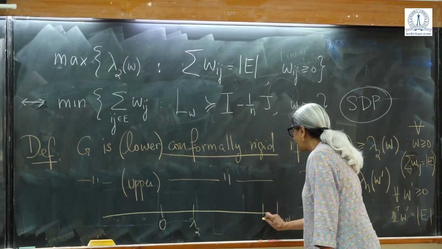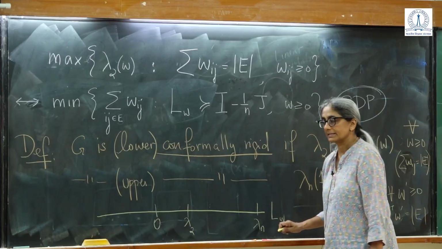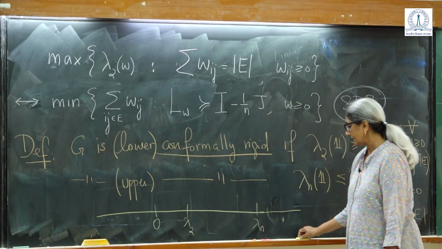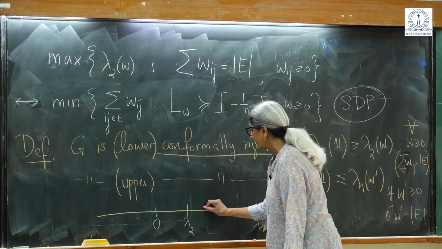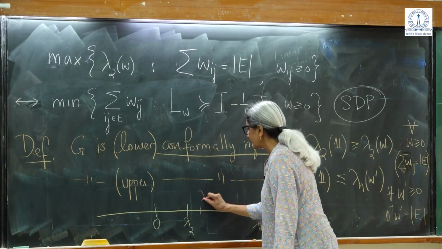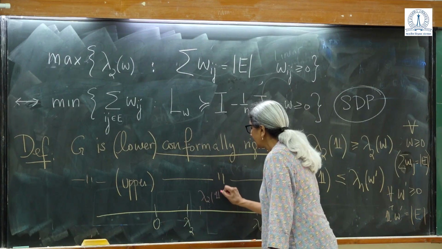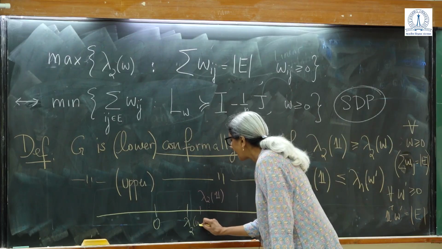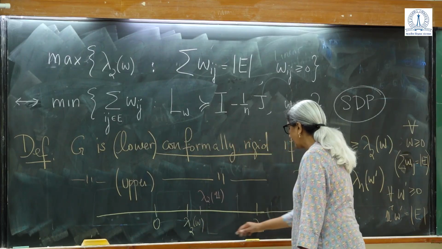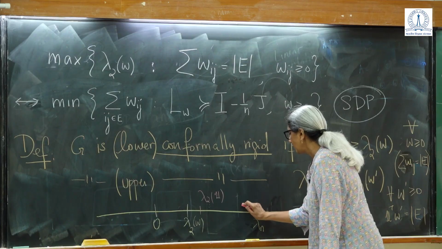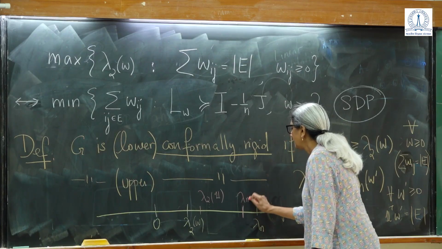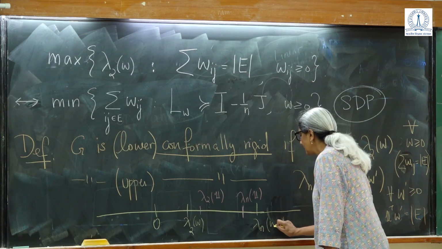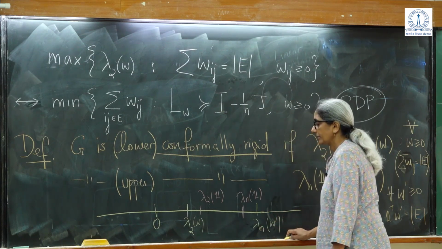And then there is, at the end, lambda n. This is how the Laplacian will look. So what I would like is that lambda 2 of 1, so let's say this is lambda 2 of 1, should be greater than lambda 2 of some W. But on the other end, lambda n of 1 must be smaller than lambda n of some arbitrary weight, okay?